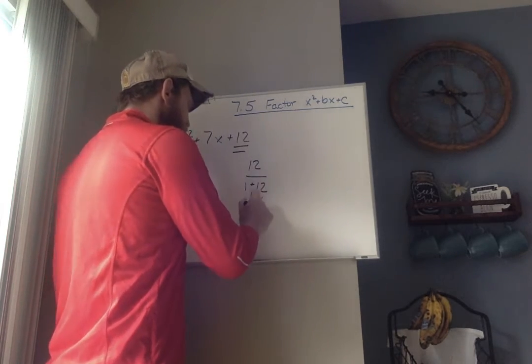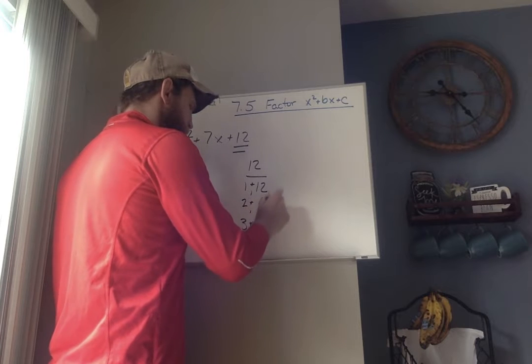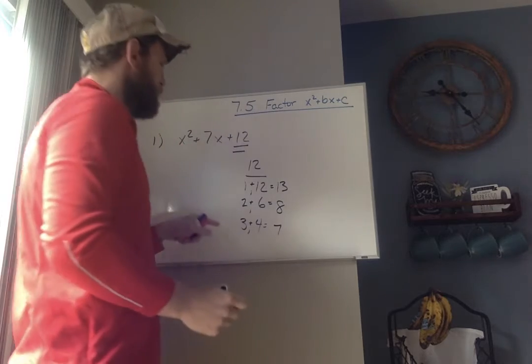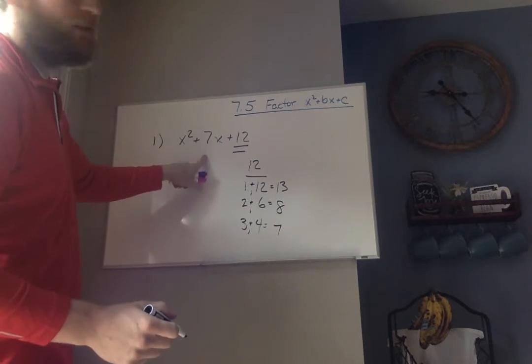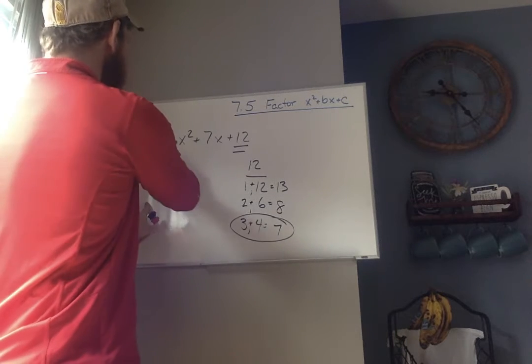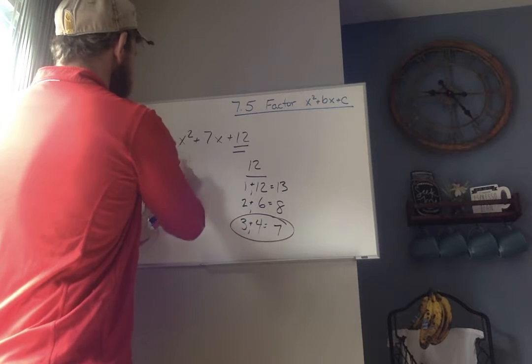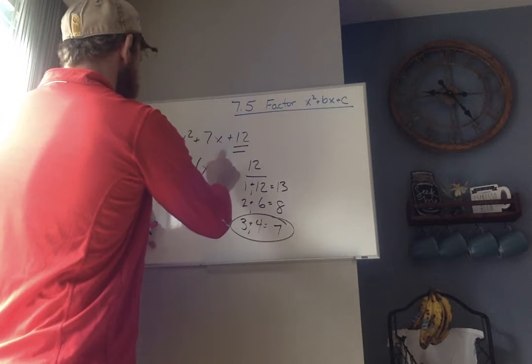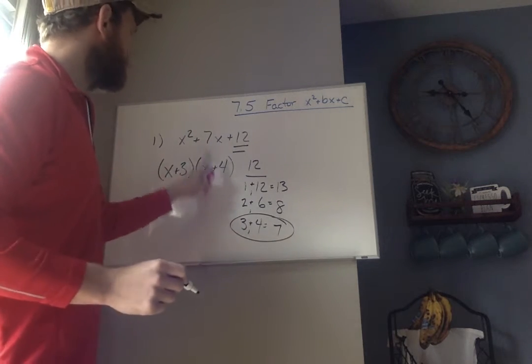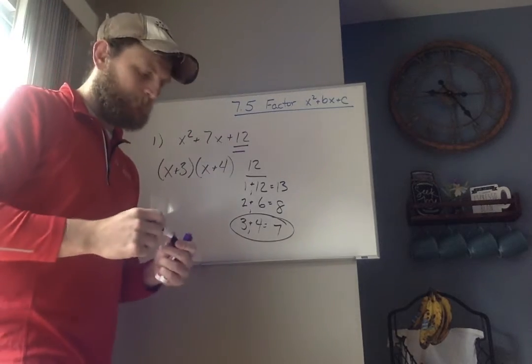Now we're going to add these two, okay? So I have 13, 8, and 7. Now, which one of these gives me the middle term that I'm looking for? 3 and 4. So I have x plus 3 times x plus 4. And I'm done because 3 times 4 is 12, and 3 plus 4 is 7. There we go.